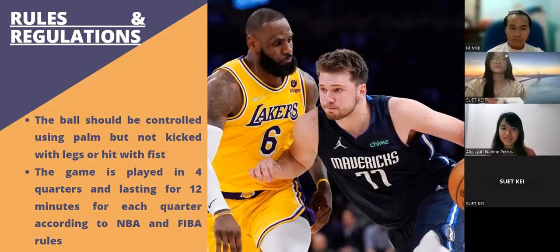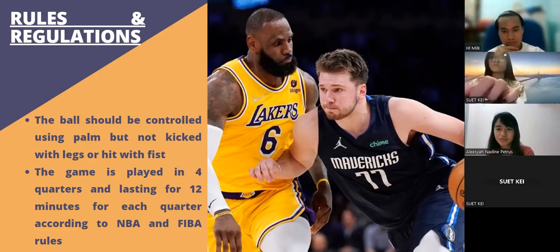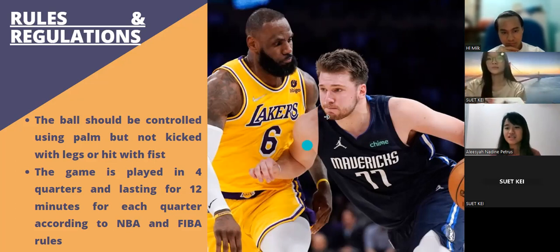So lastly, the game is played in 4 quarters, lasting 12 minutes each quarter, according to NBA and FIBA rules. Sometimes the competition time can also be changed to 10 minutes, because last time I played in a game they used 10 minutes so that the players won't get tired. Okay, next I will pass it to Henley.